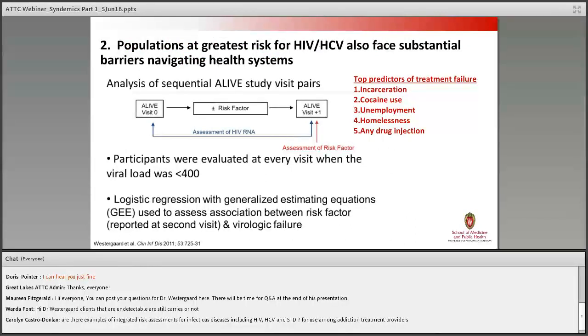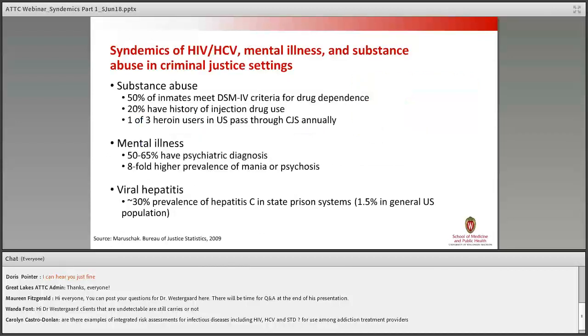I won't go into this in detail, but we did a statistical analysis of when someone went from having an undetectable viral load at one visit to a high viral load at the follow-up visit. What were the top predictors? By far number one was whether they were incarcerated. Other ones were cocaine, unemployment, homelessness, and whether they injected any drugs. So this gets back to that syndemic slide. These are things that are causing life to be difficult, for people to have trouble accessing care, for people to be engaging in risky behaviors.